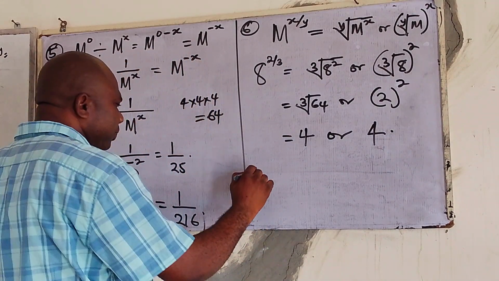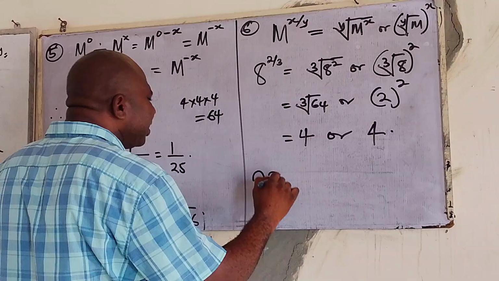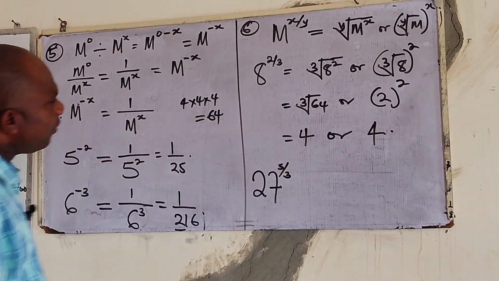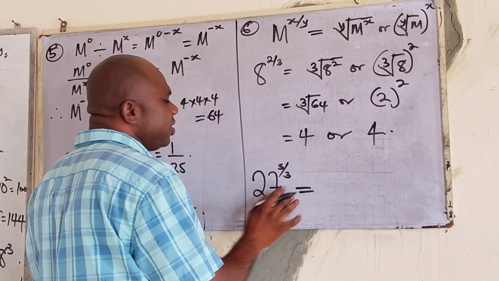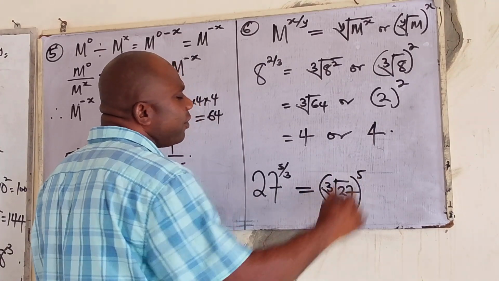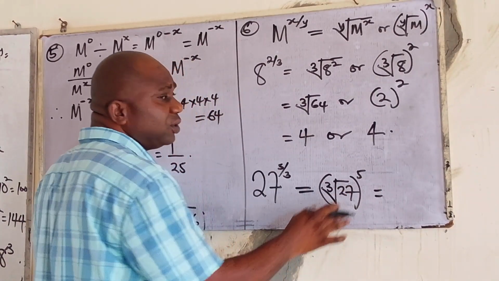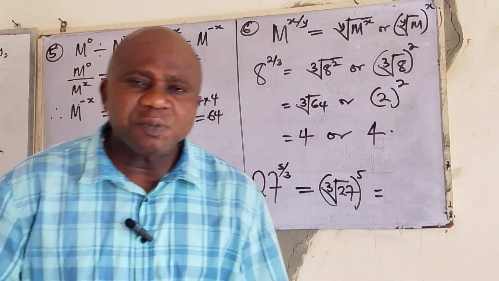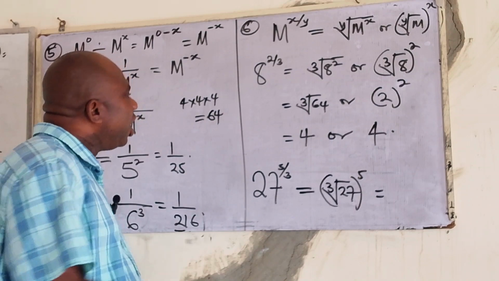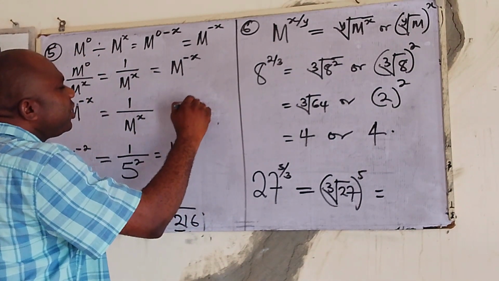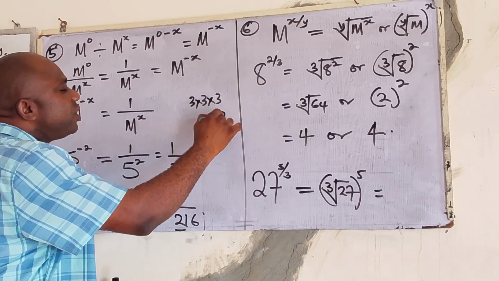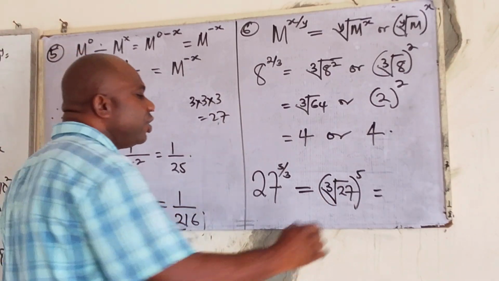Now let's look at another example. Let's look at 27 raised to the power of 5 all over 3. Yes, 27 raised to the power of 5 all over 3. Now, this is the same as saying the cube root of 27 all raised to the power of 5. And of course, the cube root of 27 is a number that can multiply itself 3 times to give you 27. And of course, we all know the number is 3. Because 3 times 3 times 3. 3 times 3 is 9. And 9 times 3 is 27. It means the cube root of 27 is 3.